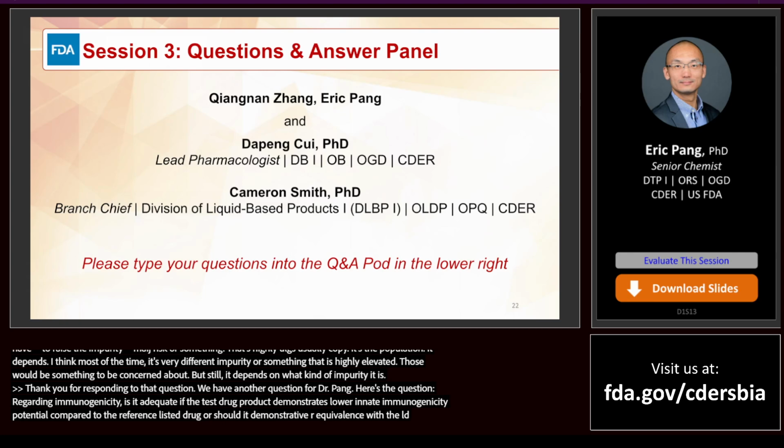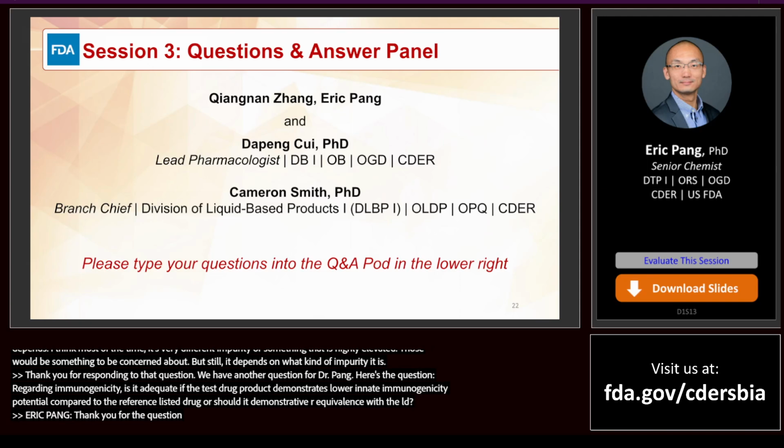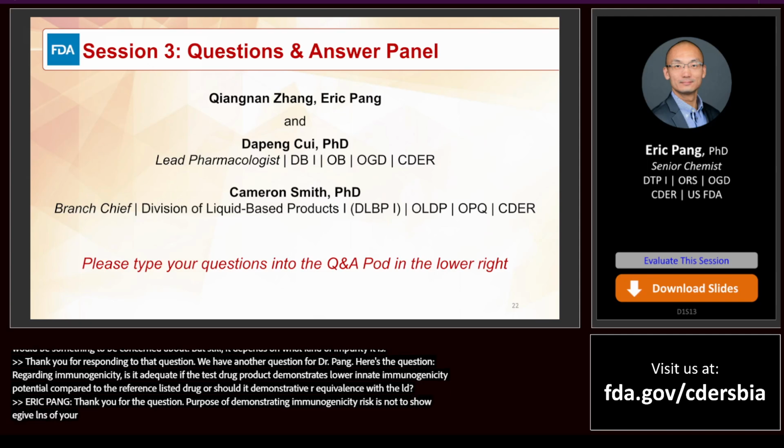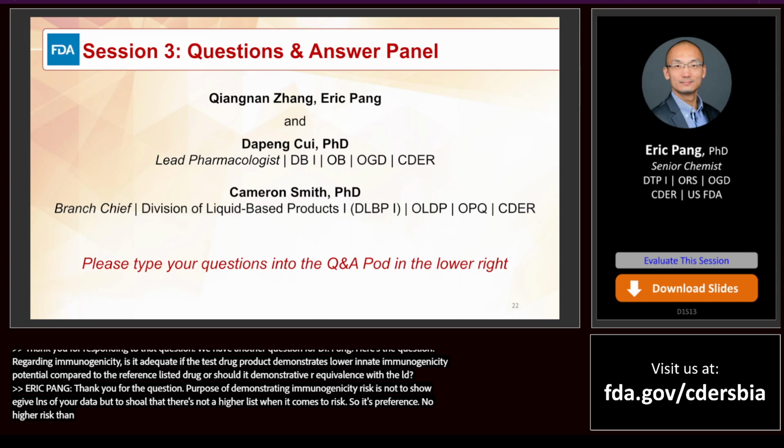Thank you for the question. So let me just clarify. The purpose of demonstrating immunogenicity risk is not to demonstrate equivalence of your testing or data, but more that there is not a higher risk than the reference listed drug. So it's preferable that your product demonstrate no higher risk than the reference listed drug. Thank you for the question.